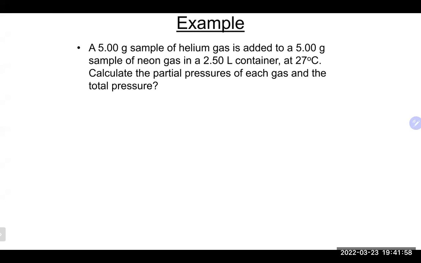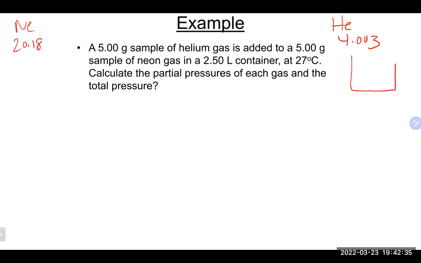A 5-gram sample of helium and a 5-gram sample of neon are put into a 2.5 liter container at 27 degrees. Calculate the partial pressures of each gas and also the total pressure here. Helium on the periodic table is 4.003 and neon is 20.18, we'll call it. So you're actually looking for three answers here: the partial pressure of helium, the partial pressure of neon, and the total pressure of both of those together.